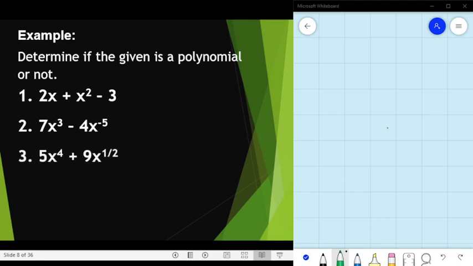Okay, number 3. Number 3 is 5x to the 4th plus 9x to the 1/2. Again, there is an exponent which is 1/2, not a positive integer, so therefore it's not a polynomial.